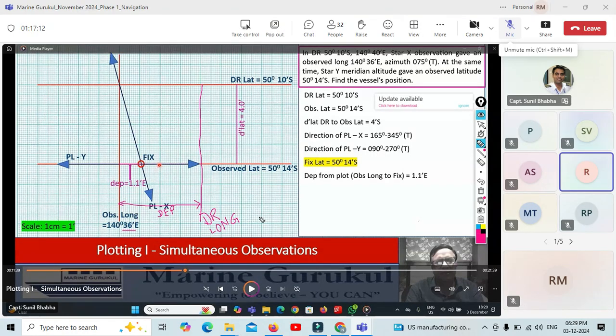We'll be wasting time calculating departure and all. Exactly, beta. You will be wasting time calculating the departure, then plotting this DR long, and it doesn't help your plot in any way. But for the next question, we need to find departure first. Naturally, beta. If you have a long by chron PL, you will have to plot observed long. If you have an intercept PL, you need a DR long. Yes, sir. So any doubt in this, beta?